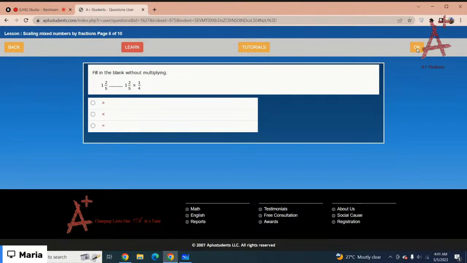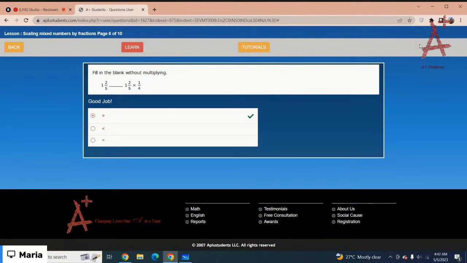Okay, 1 whole 2 over 5, and you have to compare it to 1 whole 2 over 5 times 1 over 4. 1 over 4 is less than 1. And when you multiply a smaller number with 1 whole 2 by 5, it makes it even smaller. Got it? Yes, 1 whole 2 over 5 is greater than 1 whole 2 over 5 times 1 by 4. It would be greater.